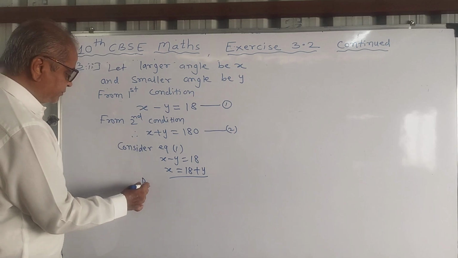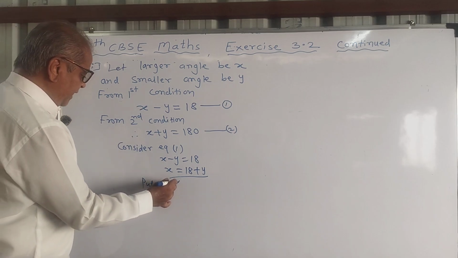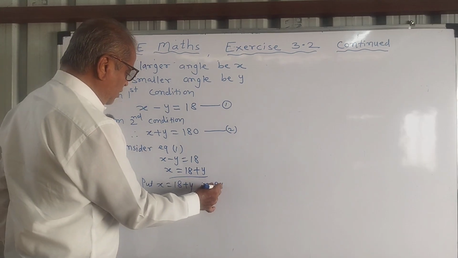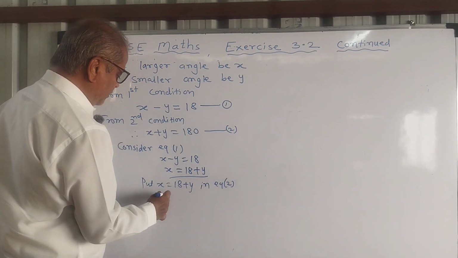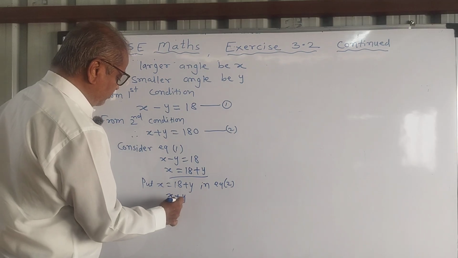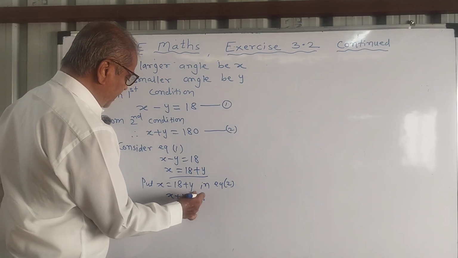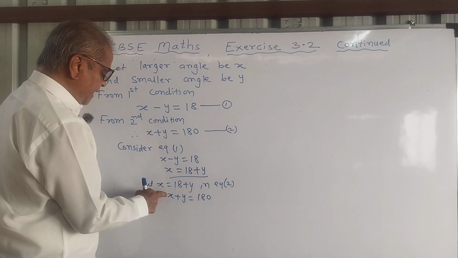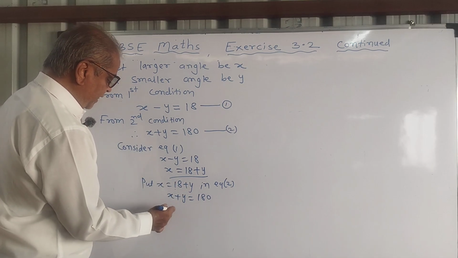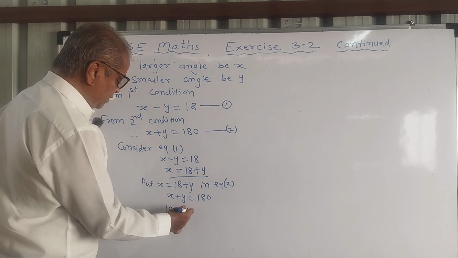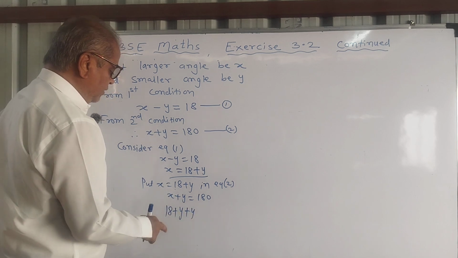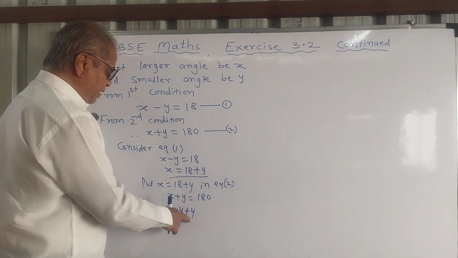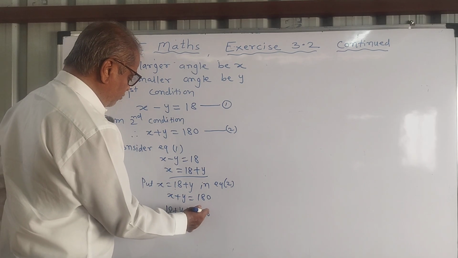So put x is equal to 18 plus y in equation 2. What is equation 2? x plus y is equal to 180. So x is 18 plus y. So replace x by 18 plus y. So 18 plus y, and plus y. This plus y, we should not forget this plus y. x is 18 plus y, again plus y, is equal to 180.